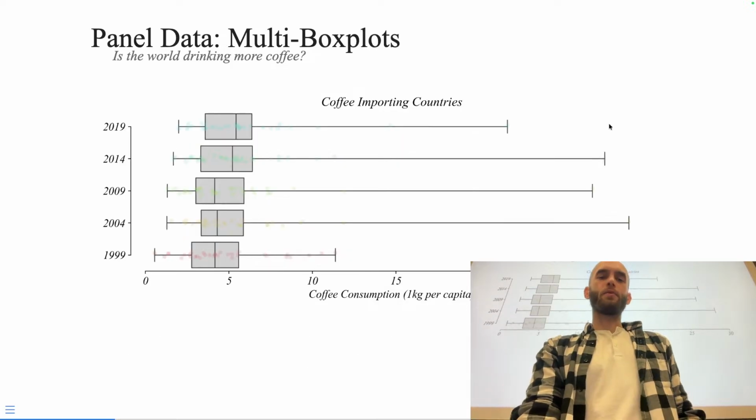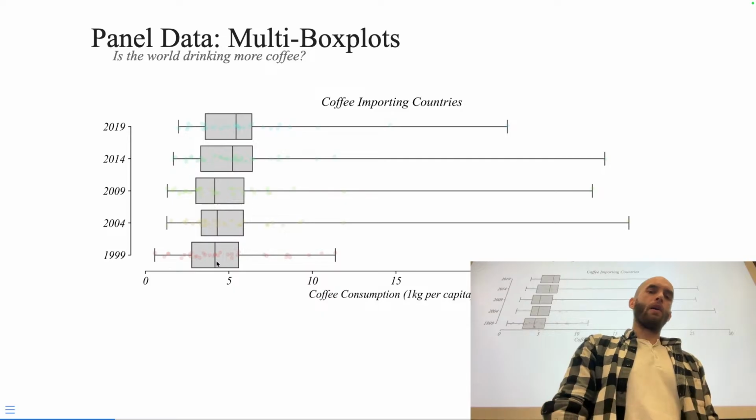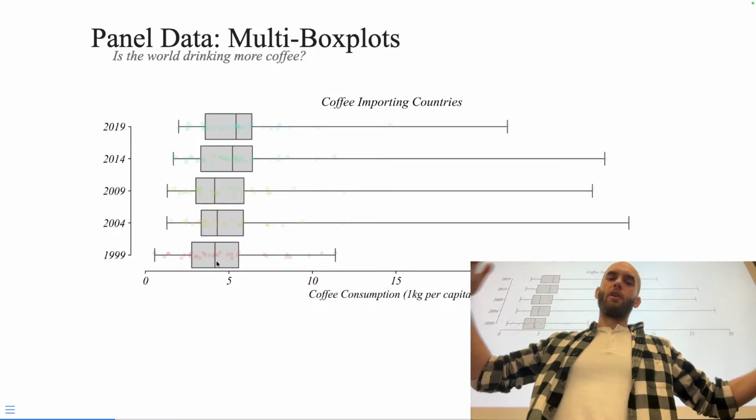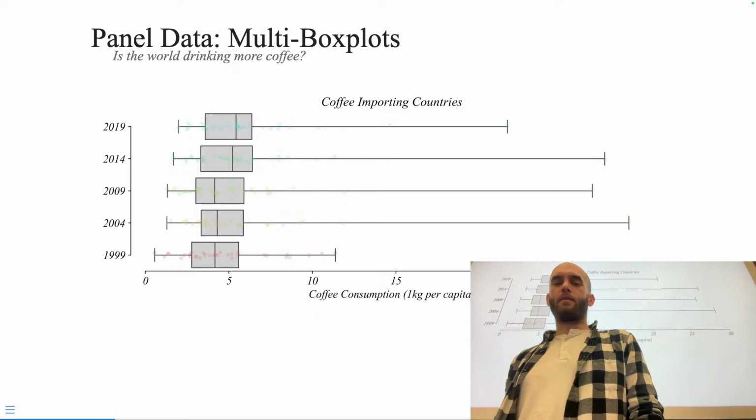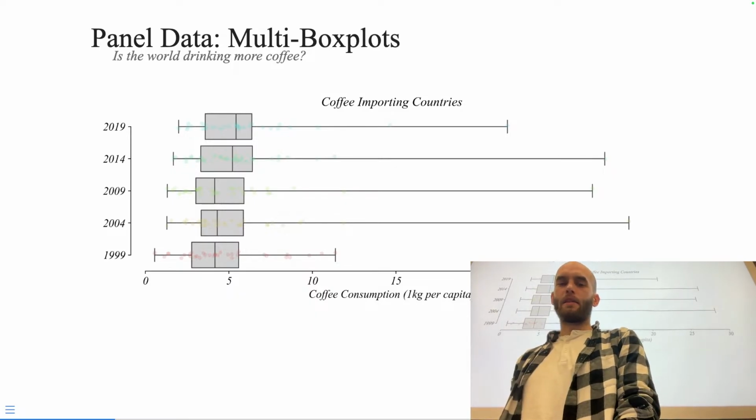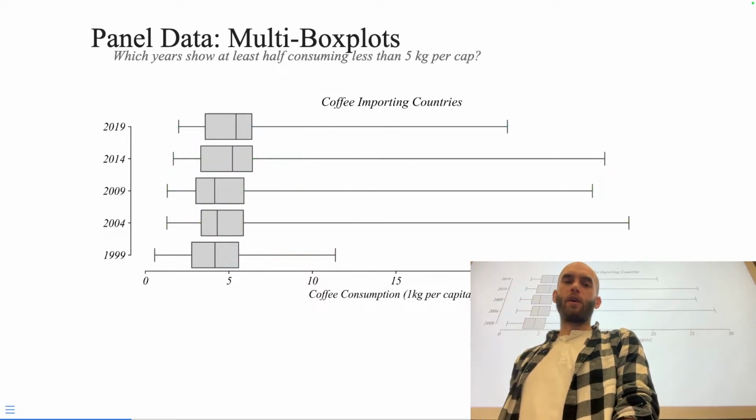So what we did is we had a bunch of years, so we can break out the box plots to make comparisons across the 2 decades. So we have intermediate time periods. And so we could ask some smaller, more focused questions. We got through some of these, I think, right?